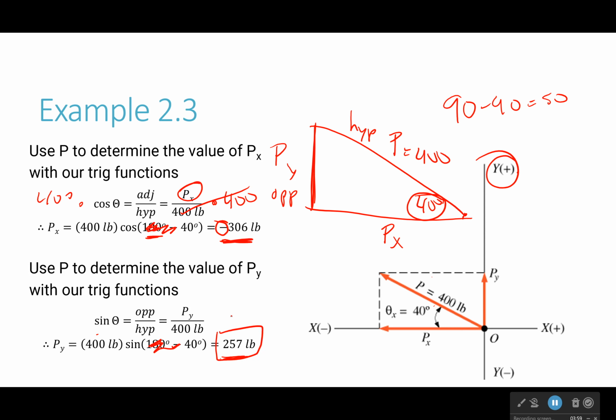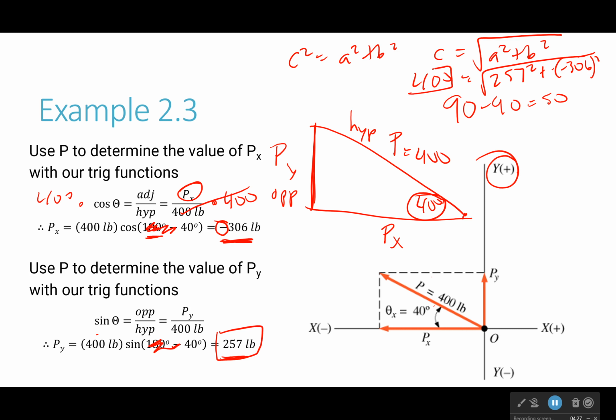Now, if I want to, I can check this to make sure that it's correct. I would just use the Pythagorean theorem where c squared is equal to a squared plus b squared. Or I could say c is equal to the square root of a squared plus b squared. Then I look and I see, okay, well, let's do this. Square root of 257 squared plus negative 306 squared. Obviously the negative sign disappears because I'm squaring it, and that does in fact equal 400. So we're good, it checks out. Our answers are correct. Okay, so once again, we just used those trig functions and it helped us solve the problem. We're going to be doing this over and over and over again.